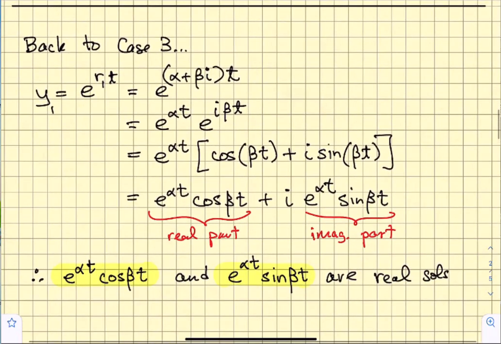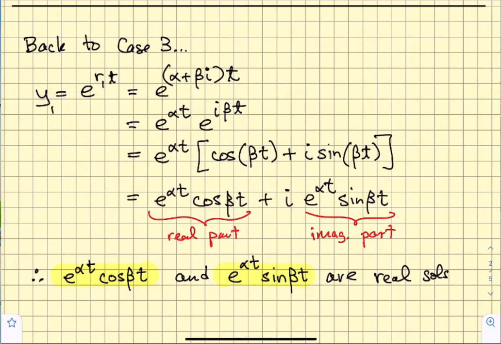If we go back to case 3, we said one solution is going to be e to the r1 t. r is alpha plus beta i. I will distribute the t and split this. I'll use the Euler-De Moivre formula to rewrite this in terms of cosine beta t plus i sine beta t. I'll distribute this e to the alpha t to get this plus this. This is the real part of my solution. This is the imaginary part of my solution.